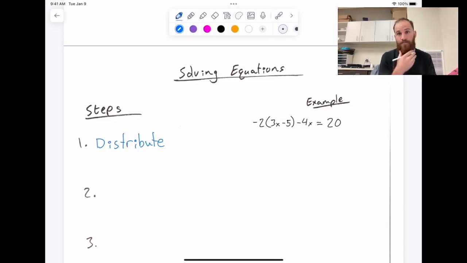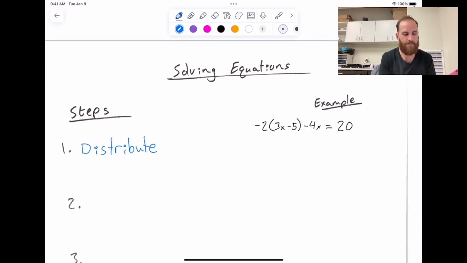All right. Now, is it the only way to do it? No, you don't have to distribute first. Personally, that's how I do it, just because I like to get rid of parentheses. I like to abide by PEMDAS in all the things I do. So I'll distribute and get rid of parentheses, right?